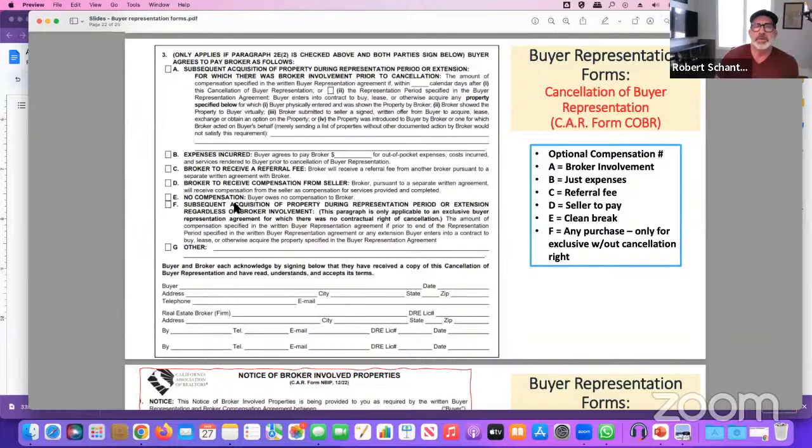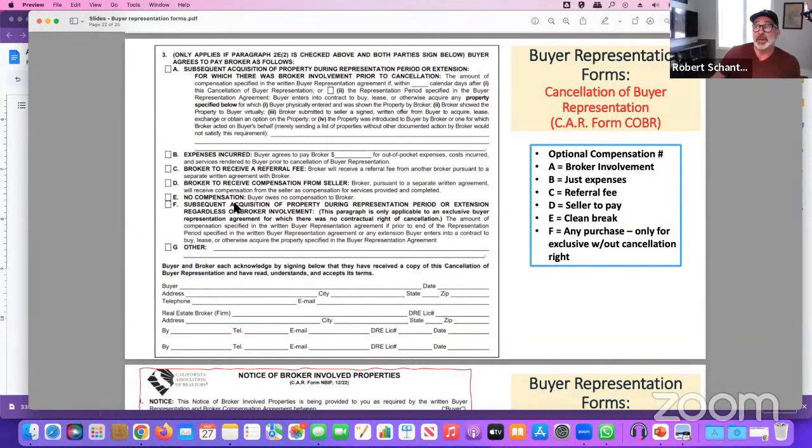And then, or broker receives a referral fee. Maybe if they don't want to work with you, you can refer them to another agent that they want to work with to write the offer. That's a good way to go. Or that could play out like, if they decided, well, we're going to move to Nevada instead of buying locally here, then you could refer them to an agent in another state.